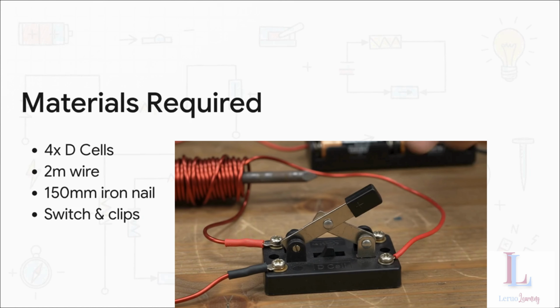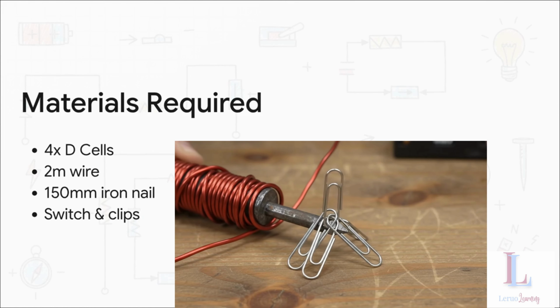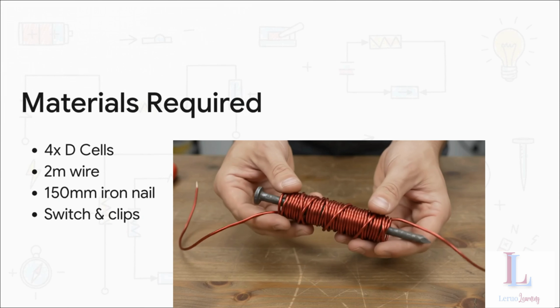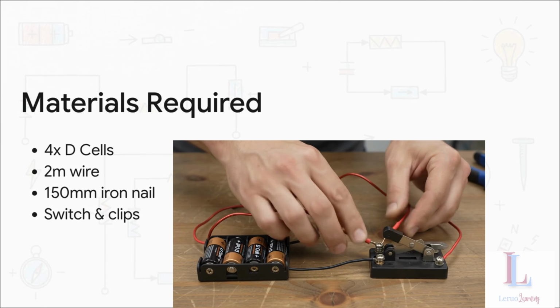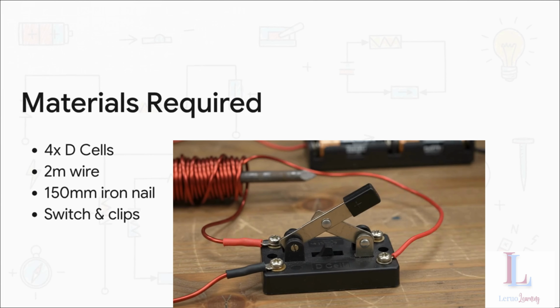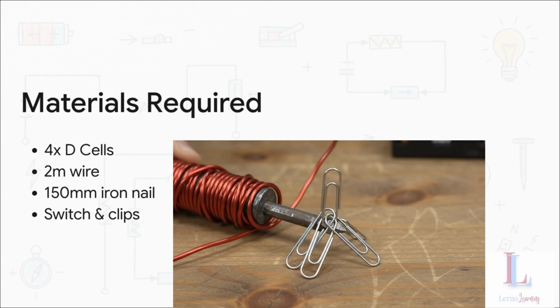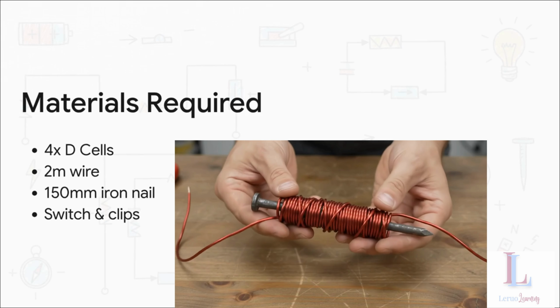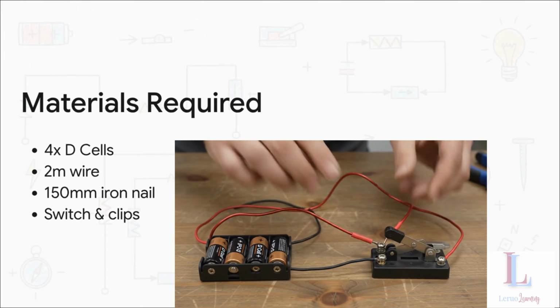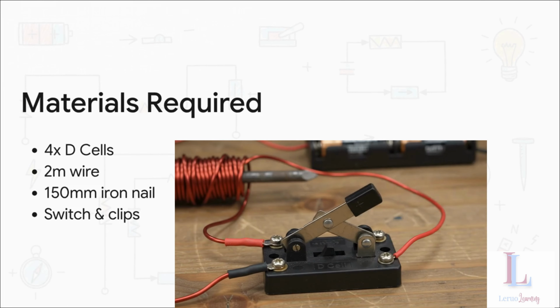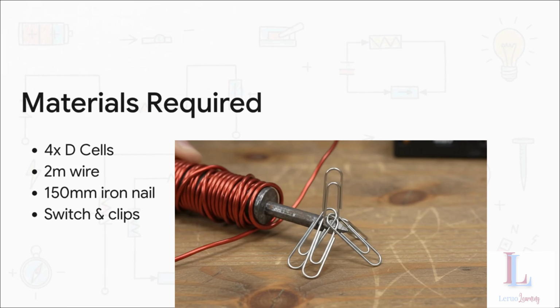It must be capable of lifting heavy metal, which means a single AA cell just won't cut it. Electromagnets are incredibly energy hungry, so our specs require 4 large size D cells and a 4-cell holder to give us a massive voltage push. We're also going to need a whopping 2 meters of insulated copper wire, a giant 150mm iron nail to act as our core, and of course, our trusty switch and crocodile clips.